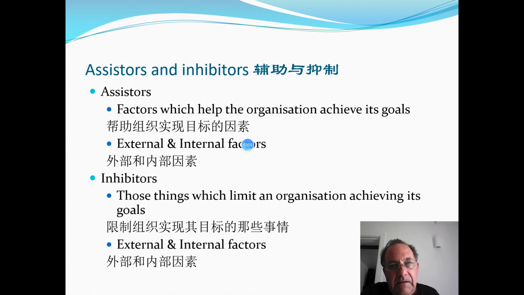So, you can look at some of these factors that impact on the success of your project, and look at them from two dimensions: those factors that assisted you and helped you with your project, and secondly, those factors that inhibited you in terms of achieving the goals that you set yourself in relation to the project itself.